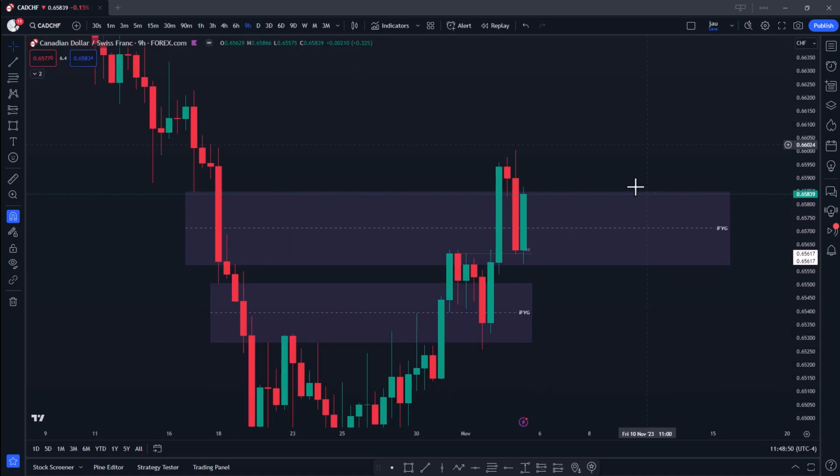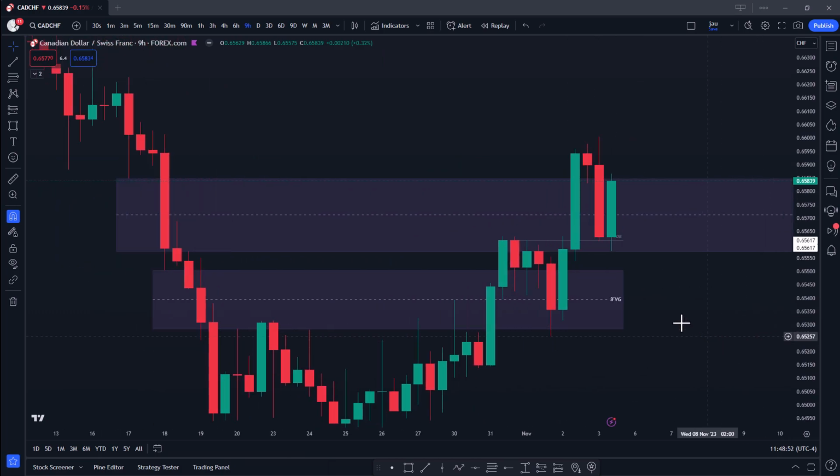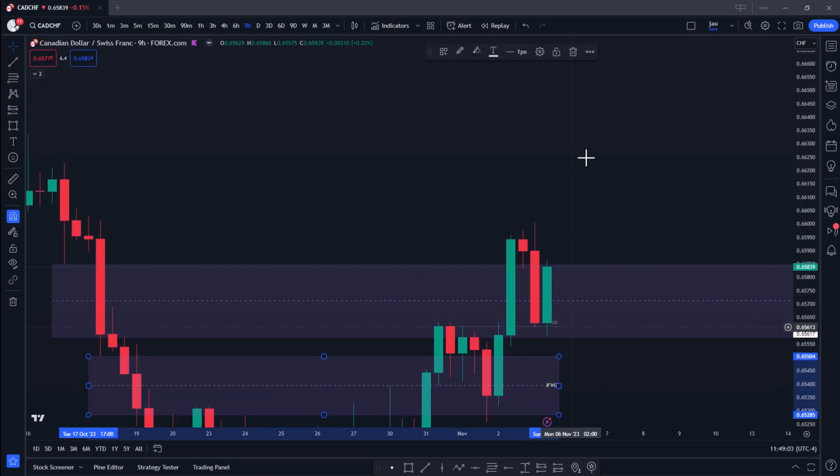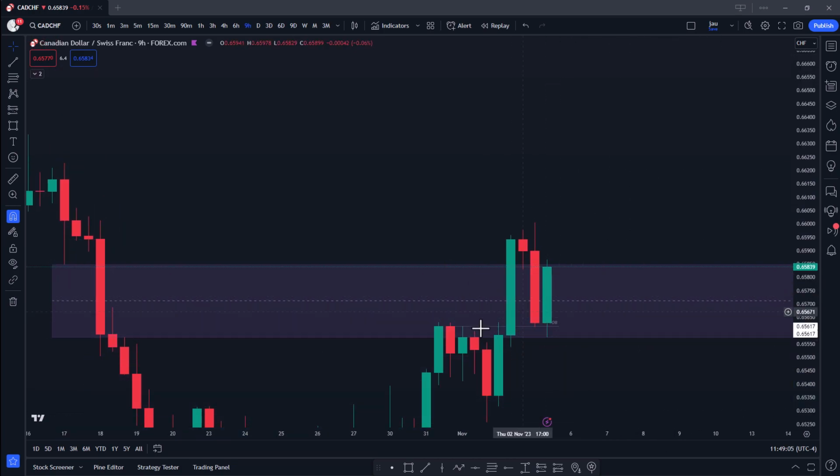So now let's move on to the lower time frames to see if we could find a possible entry. On a 9-hour chart, we can see the same sort of order block idea, 100% fill of this imbalance, a closure above this CB as well on a 9-hour chart. Let's delete this lower one because we're paying attention to this area.